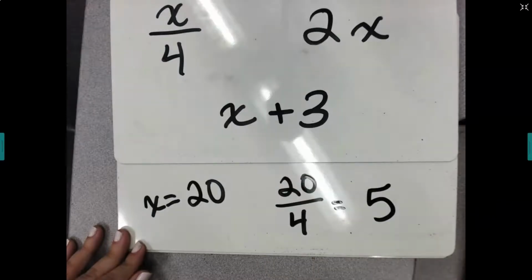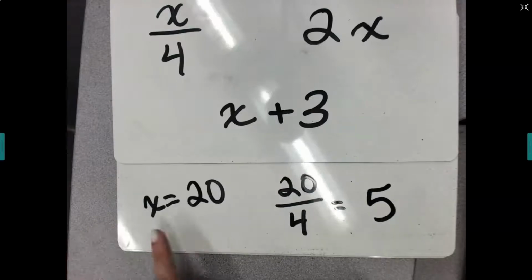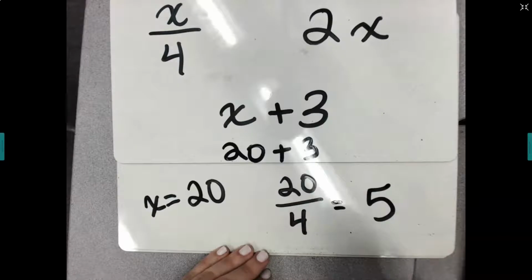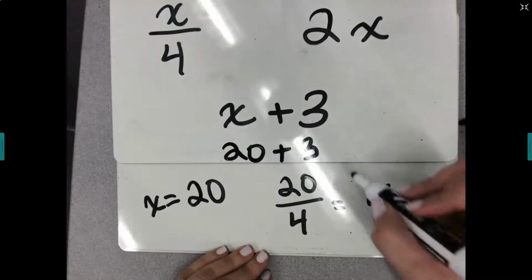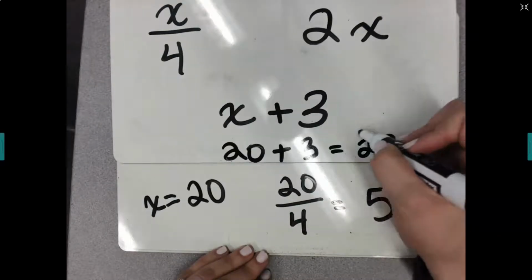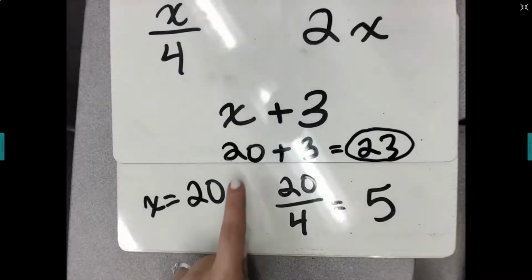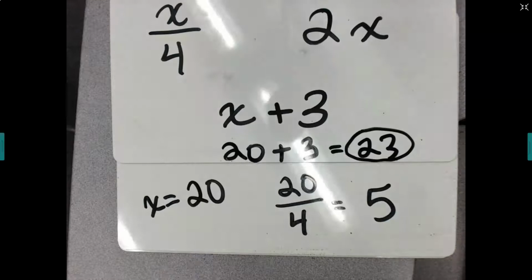For this expression, x plus 3, if I still was using x equals 20, and that would be given to you in the problem, I would just say 20 plus 3 equals 23. So this is how I evaluate this expression for this given value of x, okay? This would be provided to you in the question.